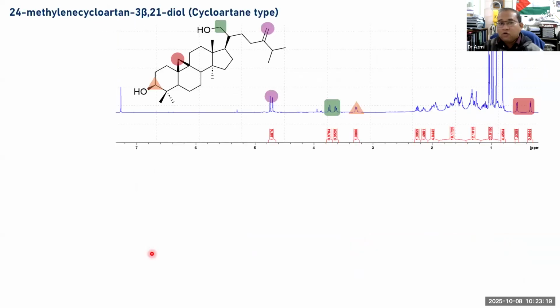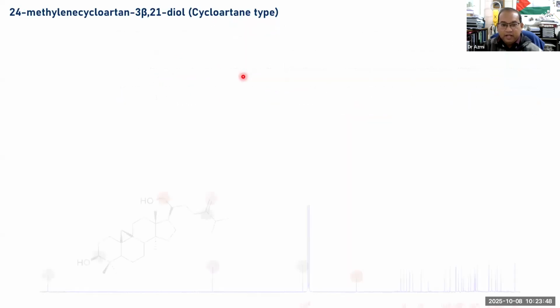This one is also a cycloartane type, but we have another substitution in this position. This is very important and nice to discuss, because this is a CH2, and the signal around 3.25 is for the proton in these positions. Again, I just want to highlight that if you see these two peaks, they represent cycloartane types. And for the rest, you have to read the carbon NMR also.